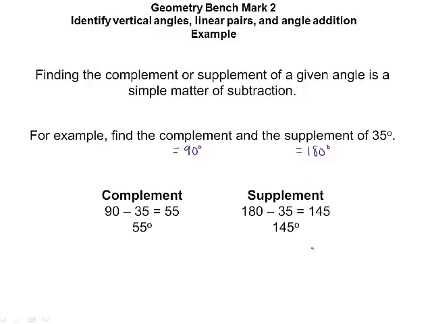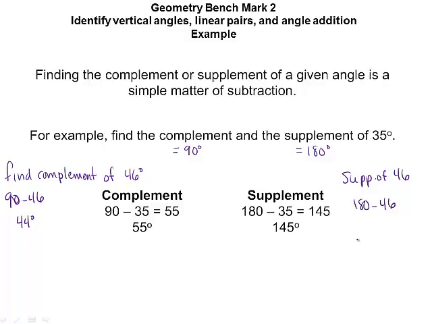So anytime you're told to find, if I said find the complement of 46 degrees, I'll take 90 minus 46. So that's 50 minus 6. So that is 44 degrees. And then the same thing with supplement. If I had to find the supplement of 46, that would be 180 minus 46, which would be 140 minus 6, which would be 134.